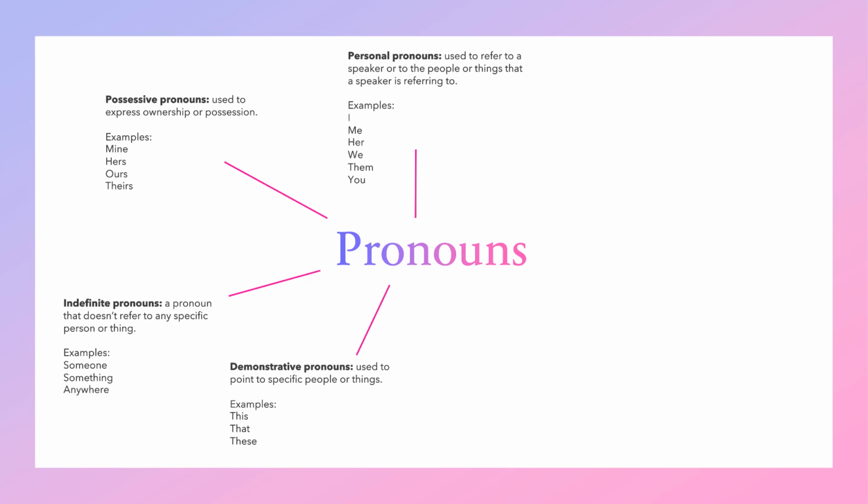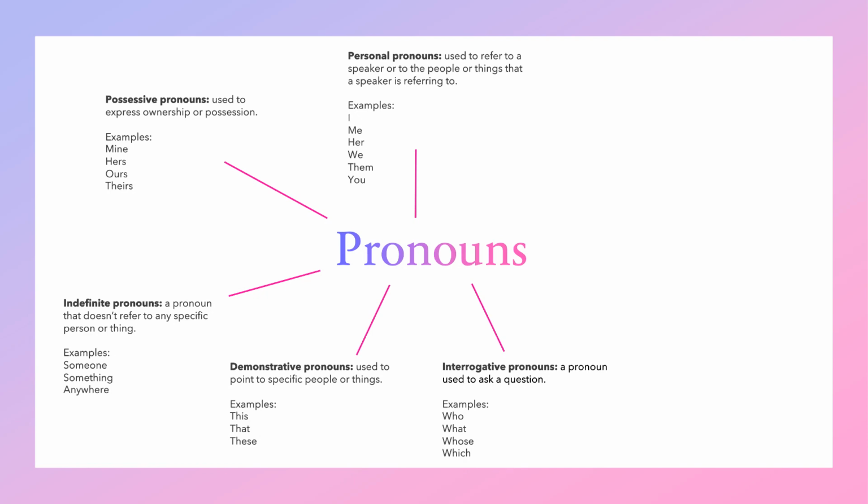Demonstrative pronouns. These I remembered as you point to them, so you're demonstrating that that's what that is. So you can have this, that, these. If you were to say like these shoes, or like that chair, those would be demonstrative pronouns.